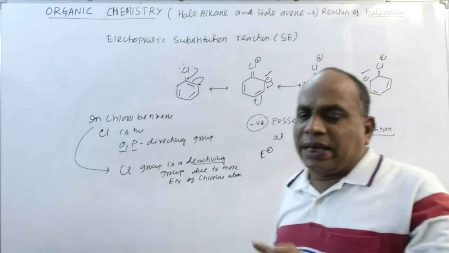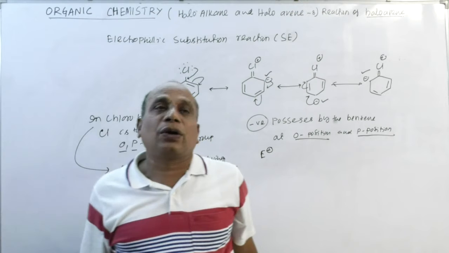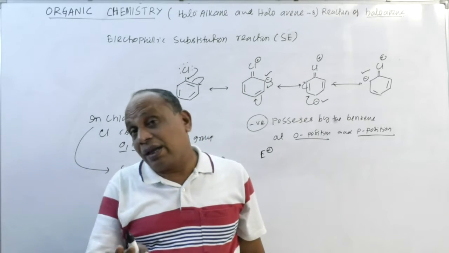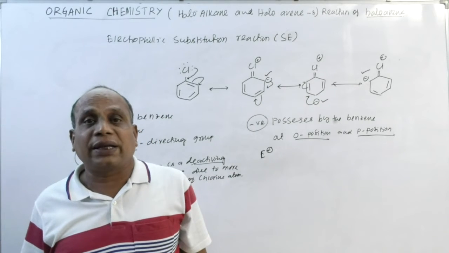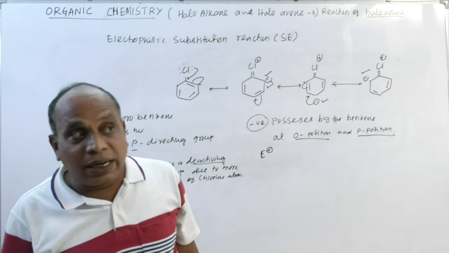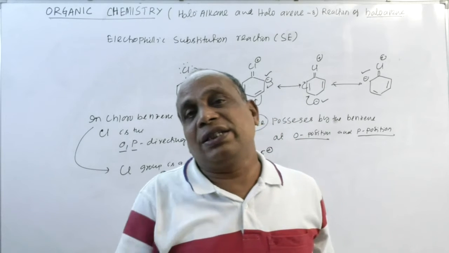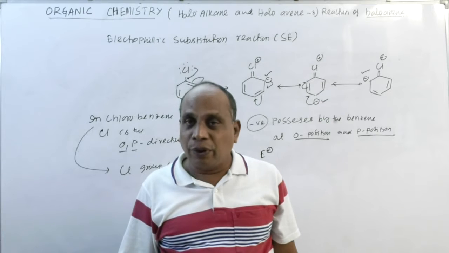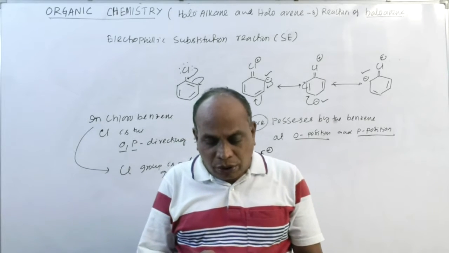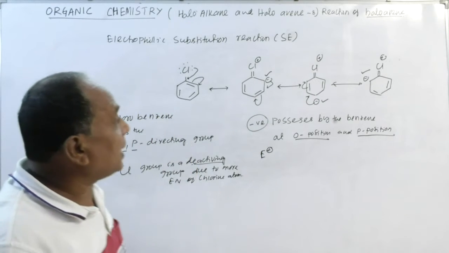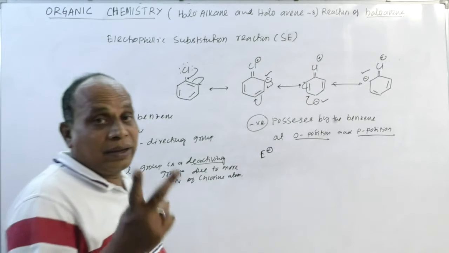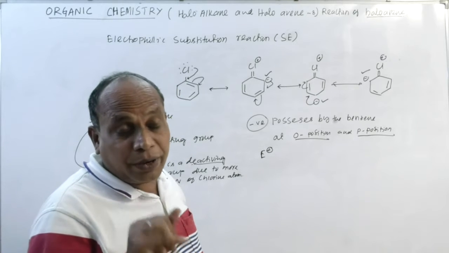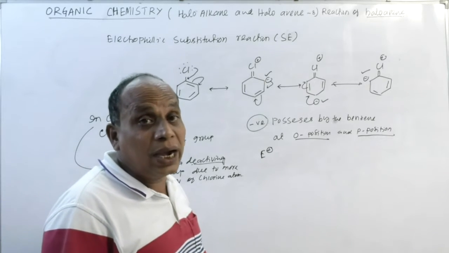That means generally chlorobenzene does not undergo nuclear electrophilic substitution reaction easily. That's why chlorobenzene is generally considered an inert solvent, although carbon and chlorine are present. Okay, students. So in electrophilic substitution reaction, you always get two products: one is the ortho substituted product, while the other is the para substituted product.